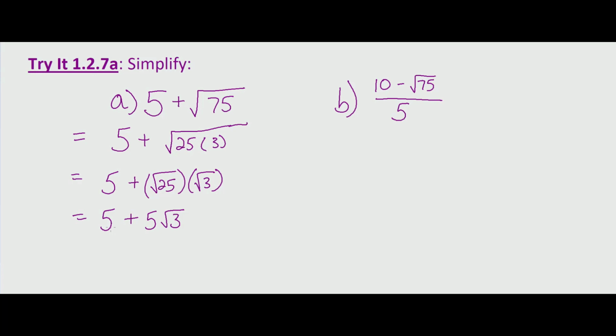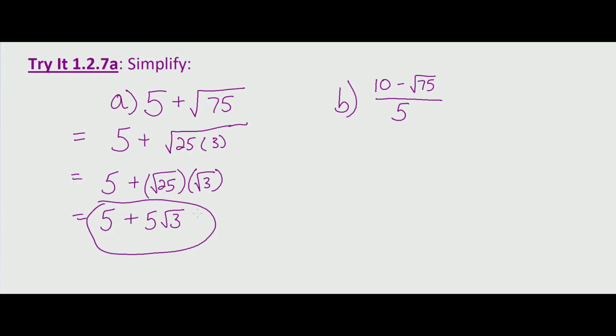And if it said something about factoring, you could factor out the 5, and this would be 5 times 1 plus the square root of 3. But for purposes of simplifying just a radical expression, we're done with just 5 plus 5 times the square root of 3.